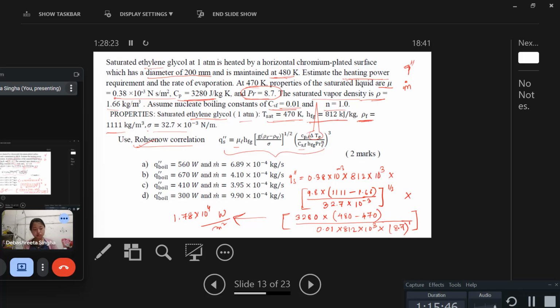Heating power requirement. But the option here gives power, and power is energy by time. So the answer we got is the flux, that means per unit area. So we need to just multiply it with the area. Then we get how much is the Q boil.